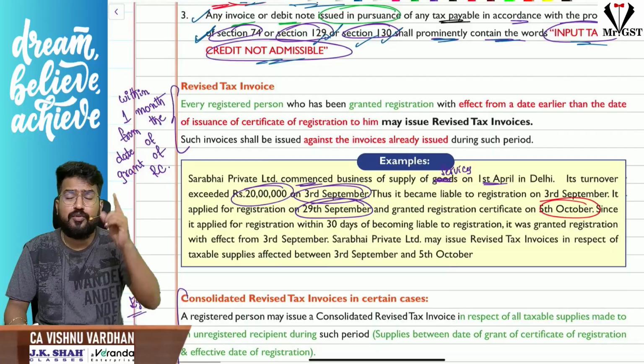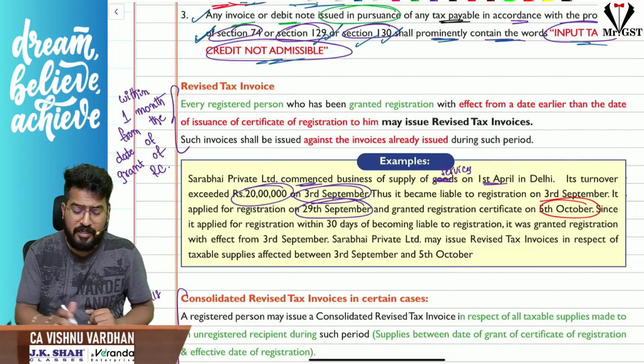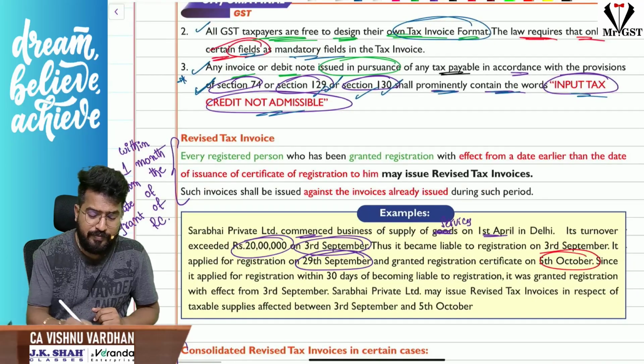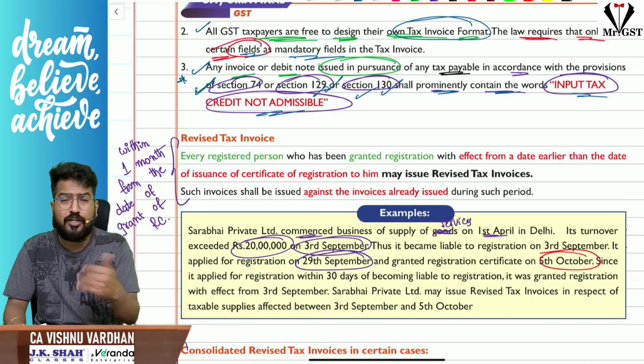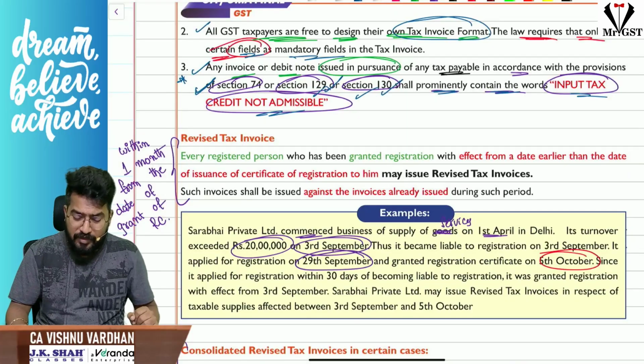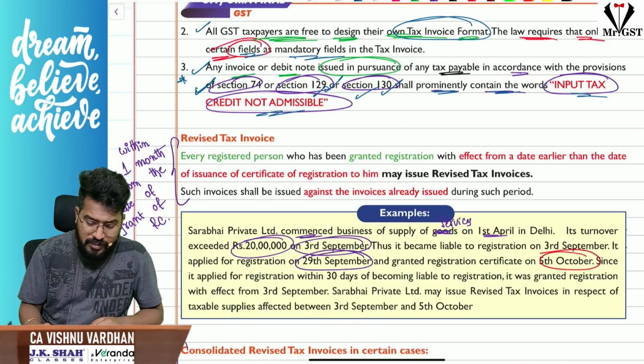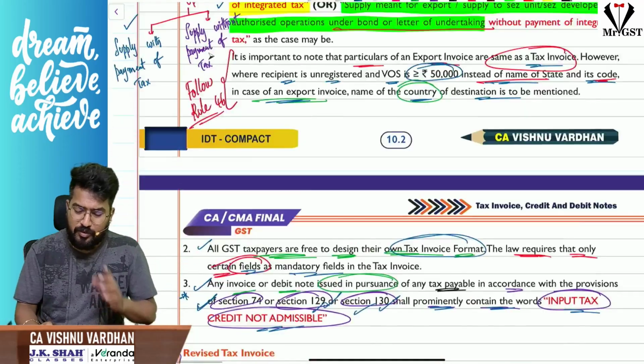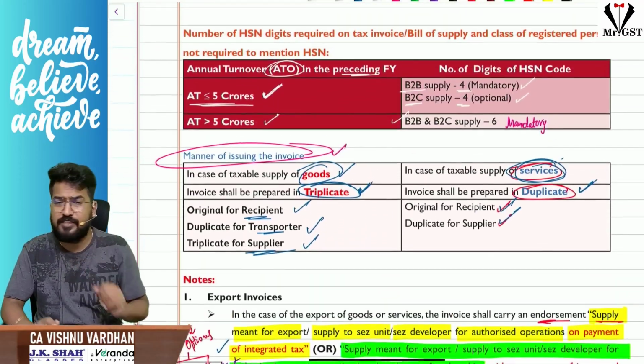Next, if you remember section 17 subsection 5, blocked credit, there we have seen this point. You remember, ITC is not allowed if you have paid taxes under section 74, 129 and 130. Next. So that is with respect to the tax invoice. Okay, sir, we are done with the tax invoice.